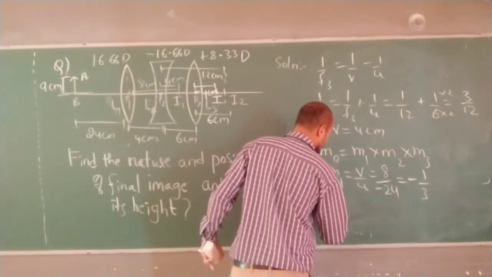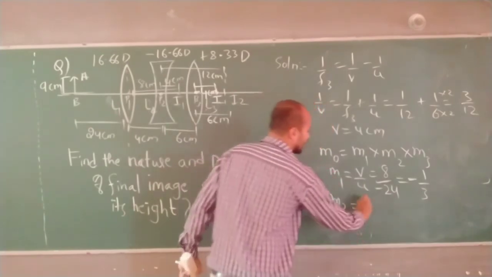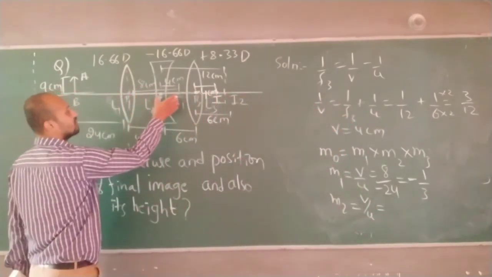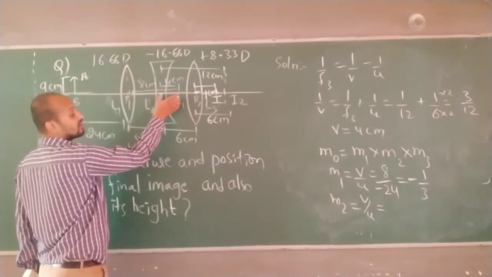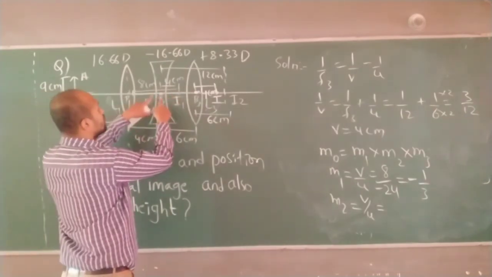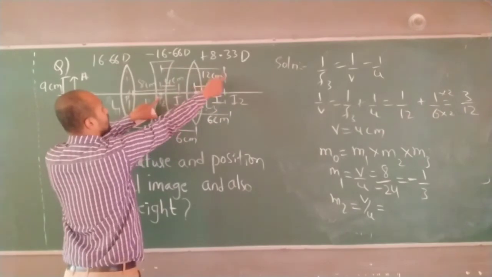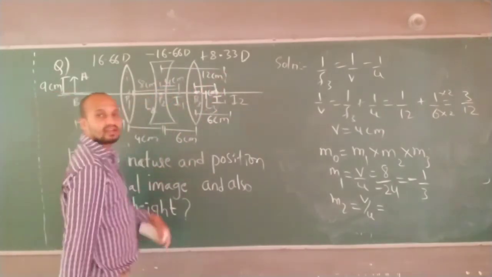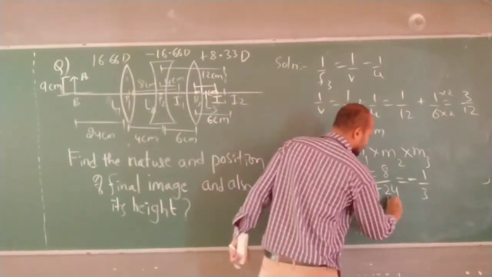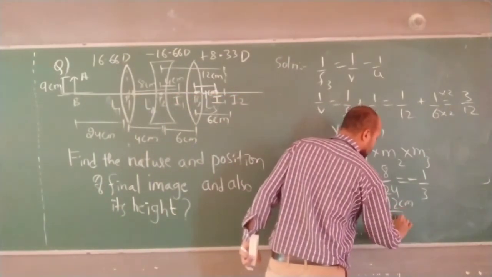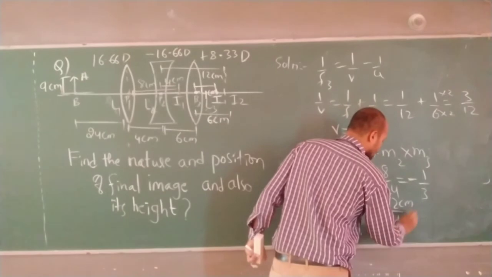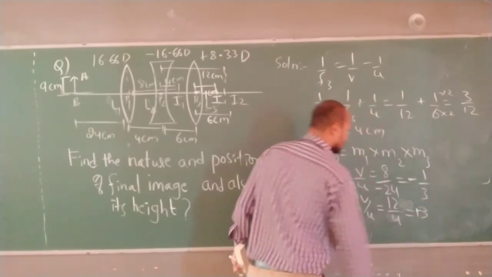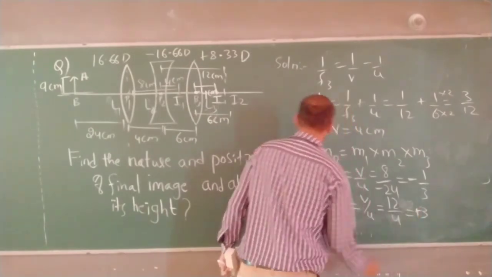Minus 1 by 3. M2, if you calculate, again V by U. What is the value of object distance? Sorry, image distance. For this, I2 is the image. How much? 12 centimeter. The object is this I1, 4 centimeter. So 12 centimeter divided by 4. How much is it? Plus 3. It is plus 3.